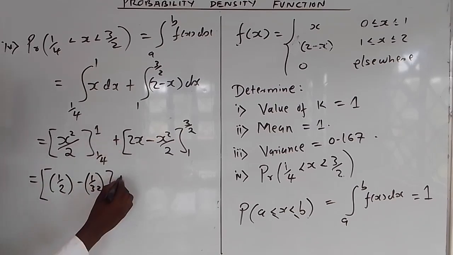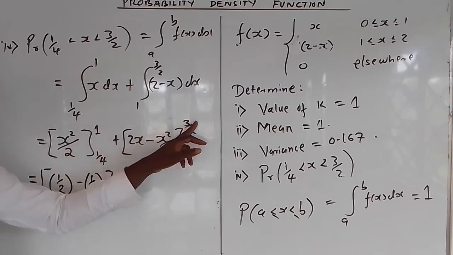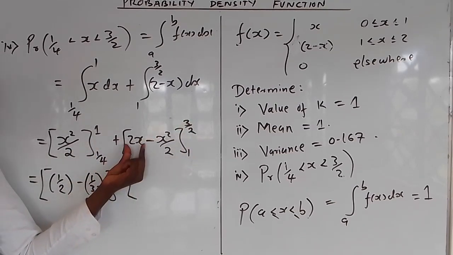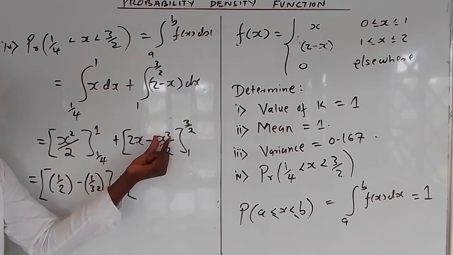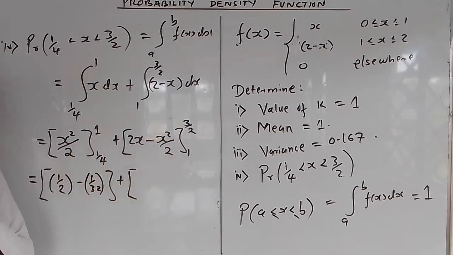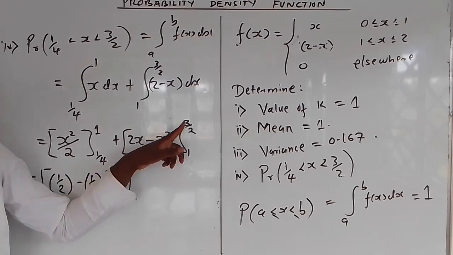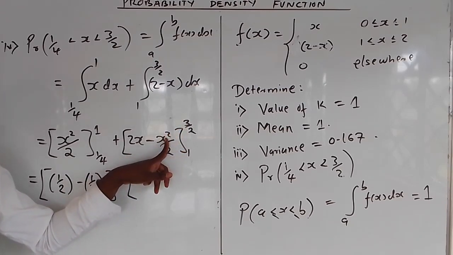Then it is plus, here, start, when x is 3 over 2. 2x, 2 times 3 over 2 is 3, then it is minus 3 over 2 squared divided by 2. That is 9 over 8, isn't it? What have you found? 3 over 2 squared is 9 over 4. Divide by 2.